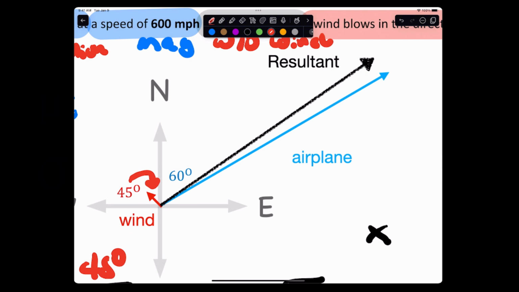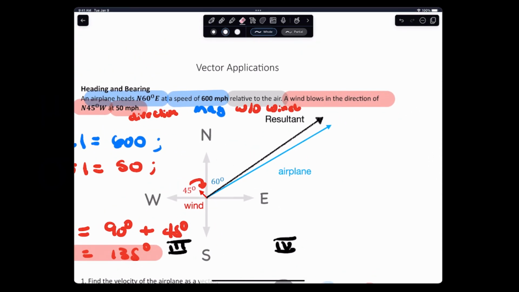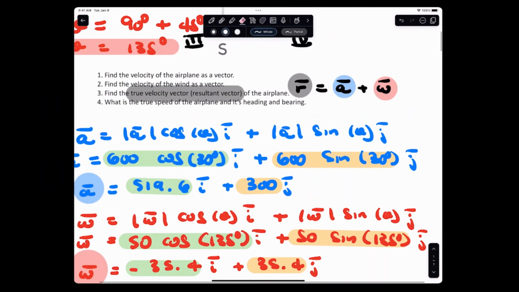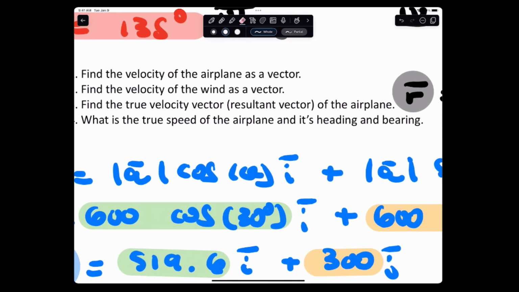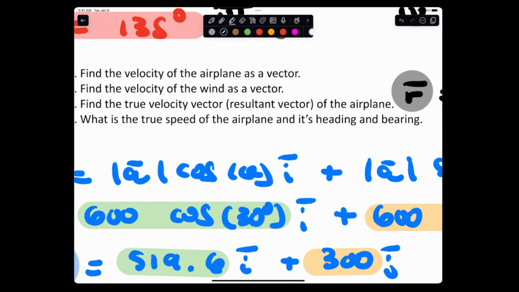Okay? So the airplane does get shifted, because the wind is a force acting on the plane. Next time you get in a plane, remember that wind acts on it, and it has an effect on that. And this is realistic, ladies and gentlemen. So what's the last question though? You got the true velocity vector, the resultant vector of the airplane. What's the very last question they ask now? Notice these questions here. What is the true speed of that same airplane?